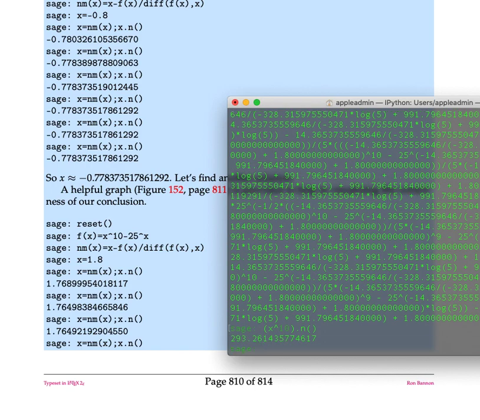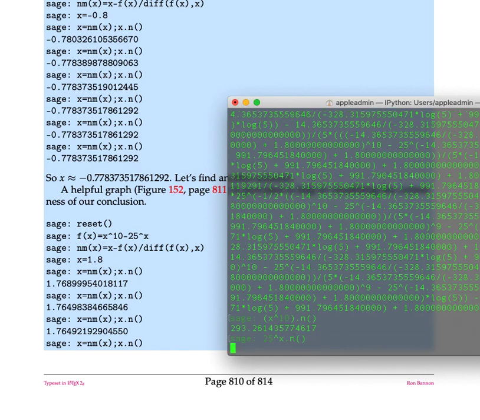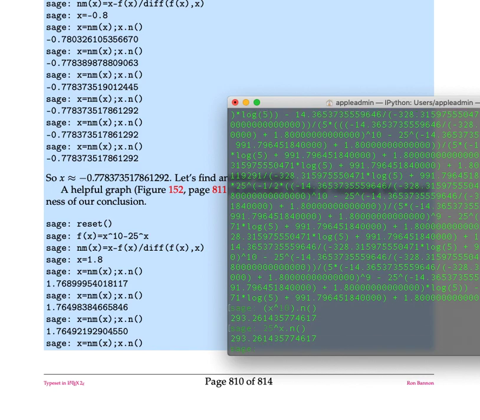Now let me do 25 to the x. And I'm going to approximate the x now. Are we getting the same number? Well, within the precision of the machine, we're getting the same number. And that's good news. That's about it. Thanks for paying attention.